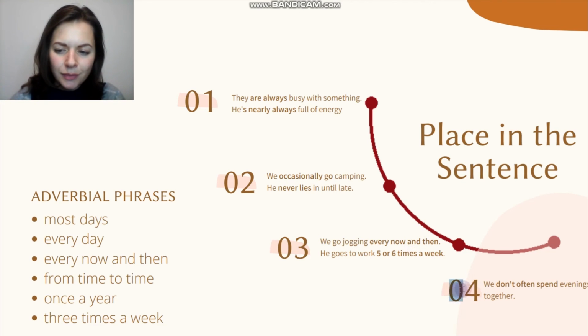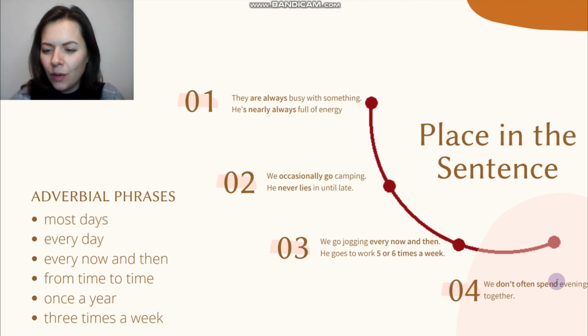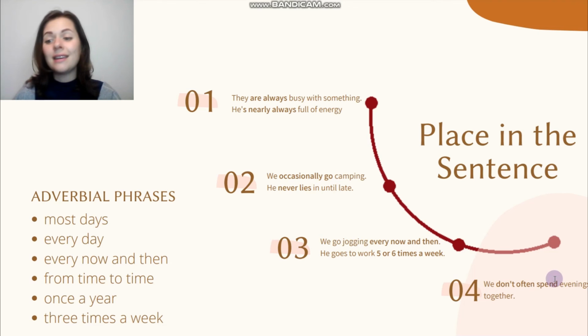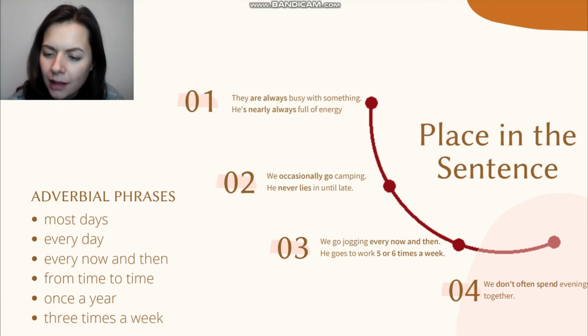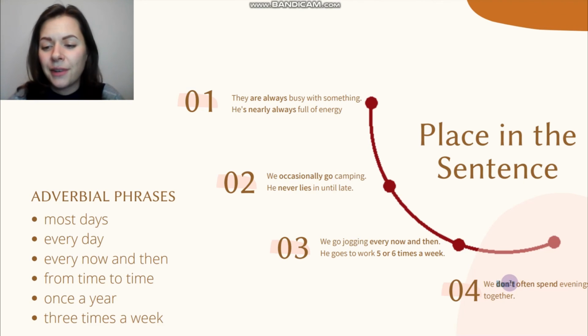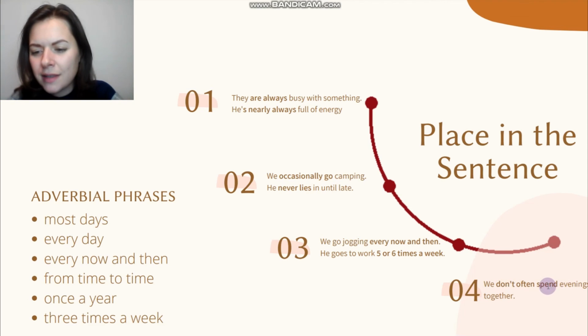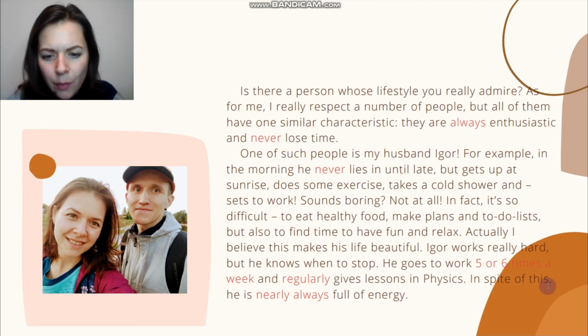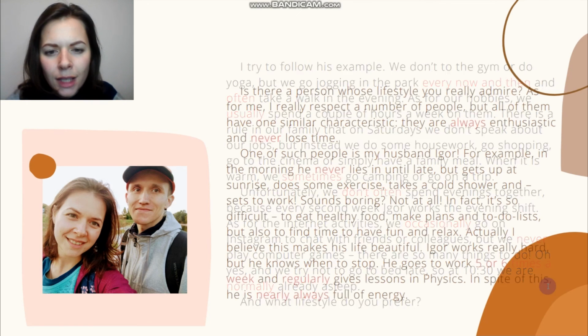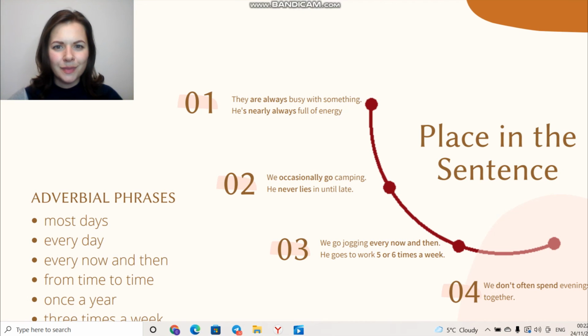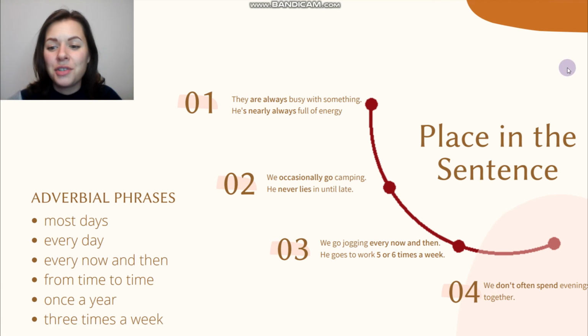And finally, the negative sentences. Where do we use the adverbs of frequency in negative sentences? Well, they usually go between the negative particle, well, the auxiliary verb, between don't and the verb. We don't often spend evenings together. Let's find some more examples. Well, there are no more examples in the text, but off the top of my head, we don't usually go to the gym, or we don't watch films at dinner.